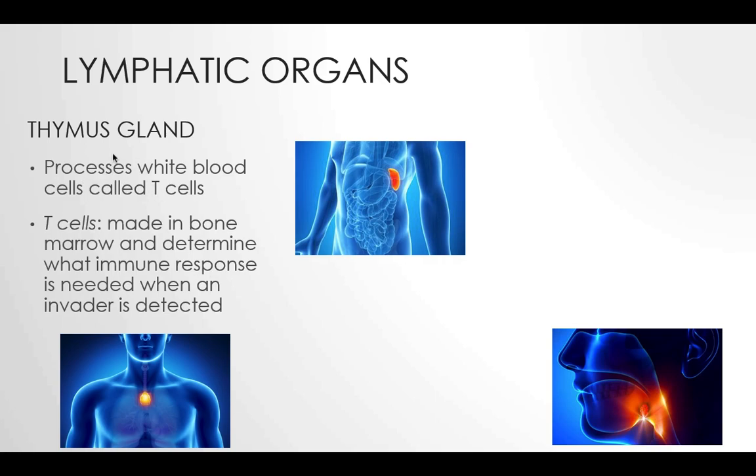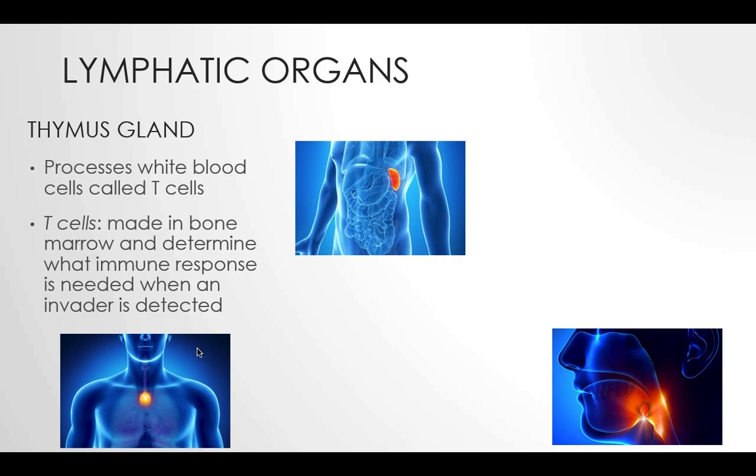They're not made in the thymus, sorry. They're processed by the thymus gland, but they're made in the bone marrow. Okay, so inside your bones is something called bone marrow, and it produces these T cells. And the T cells are really smart cells. They determine what kind of response they need to do.